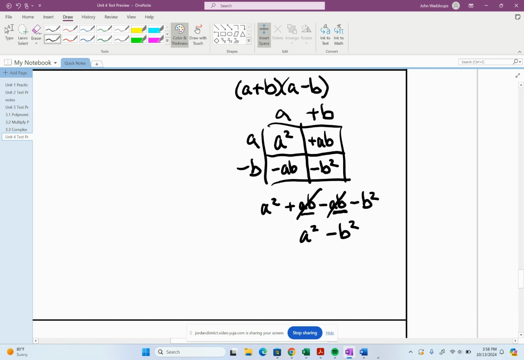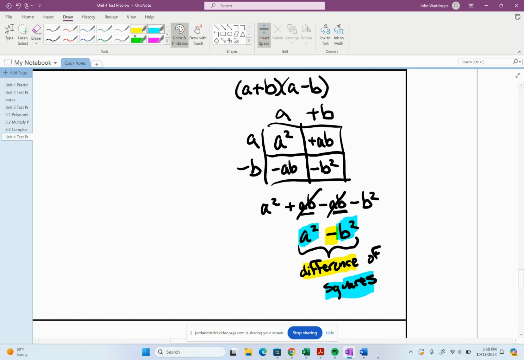And so this is called a difference of squares. Difference means subtract, and squares, literally, this is something squared and this is something else squared.